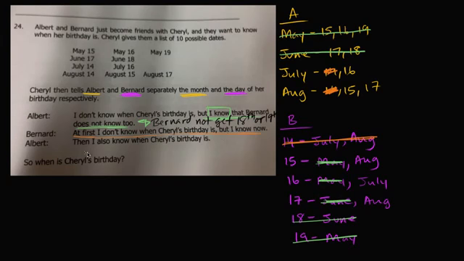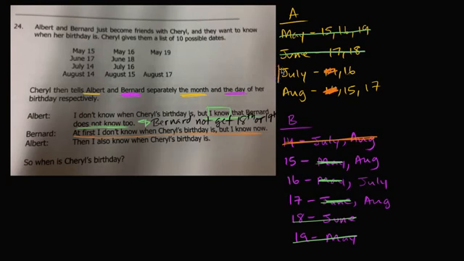And then Albert says, then I also know when Cheryl's birthday is. So from Albert's point of view, if the month he was given was August, he still has two options there. But he says he now knows when Cheryl's birthday is. So it can't be August, because if he was given August, he would still not know whether it was the 15th or 16th. But now that he knows, it must be July, because if he was given the month July, there's only one option now for the date.